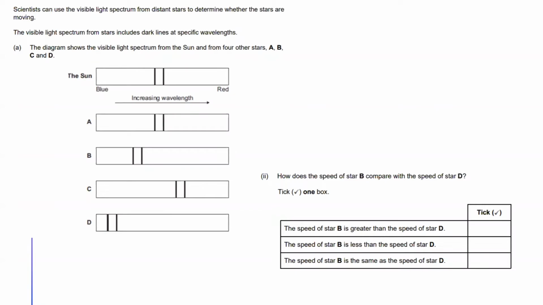But there's a slight thing in the question where it says speed of B compared with the speed of star D. So B and D are both blue shifted towards the blue end of the spectrum compared to the sun. But D is blue shifted more. So D is moving towards us, or towards the sun, faster than star B. That's a question where blue shift can easily catch people out.